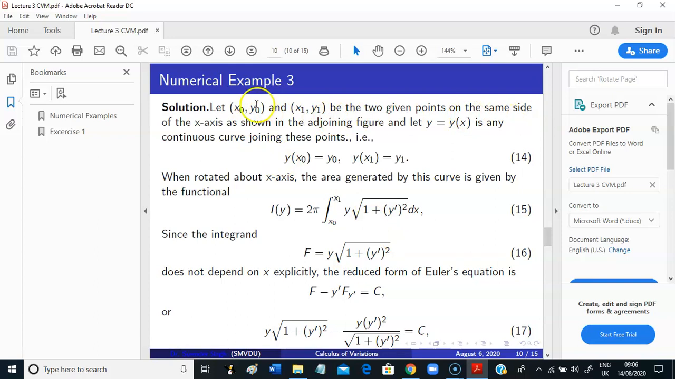To deal with this problem, we see here that x0, y0 and x1, y1 are given points on the same side of the x-axis, as I have shown in the figure, and let y equal to y(x) be any continuous curve joining these two points. The boundary conditions can be expressed like this: the value of y at x0 is y0, and similarly the value of y at x1 is y1. When we rotate this about the x-axis, you should remember this formula.